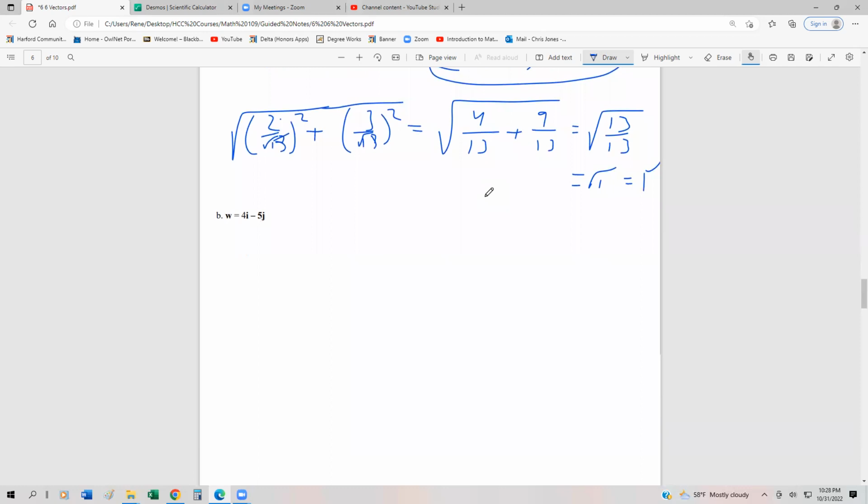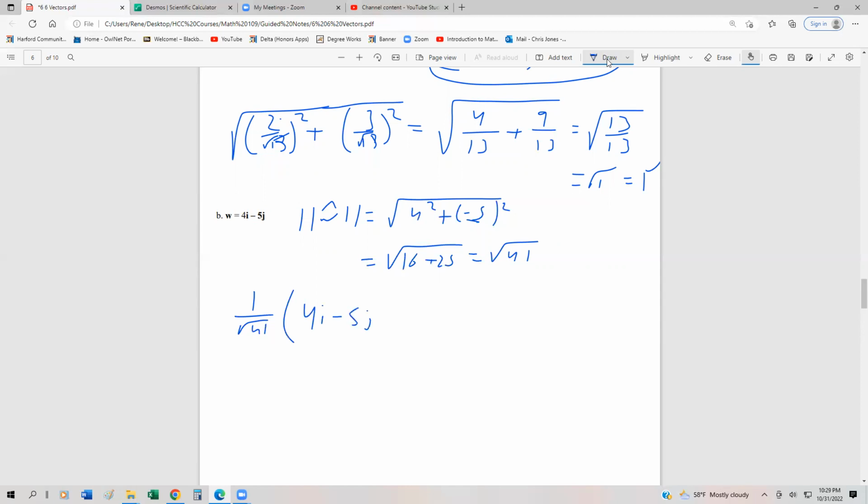Now take 4i minus 5j. Let's first find the magnitude of vector w. That's going to be the square root of 4 squared plus negative 5 squared, which is 16 plus 25, the square root of 41. Then we take 1 over the square root of 41 and multiply that by 4i minus 5j. The unit vector in the same direction would be 4 over root 41 i minus 5 over root 41 j. That's all you have to do to find a unit vector in the same direction.